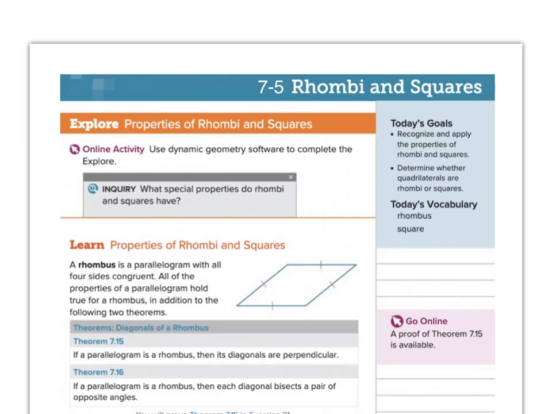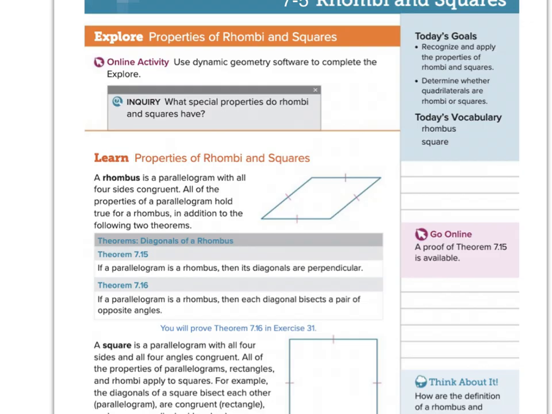So we're going to continue with our parallelograms, and rhombi and squares are another type of parallelogram. A rhombus is a parallelogram with all four sides congruent. So all of the things that apply to a parallelogram also apply to a rhombus, but we are adding that all four sides are congruent. And that is the unique difference.